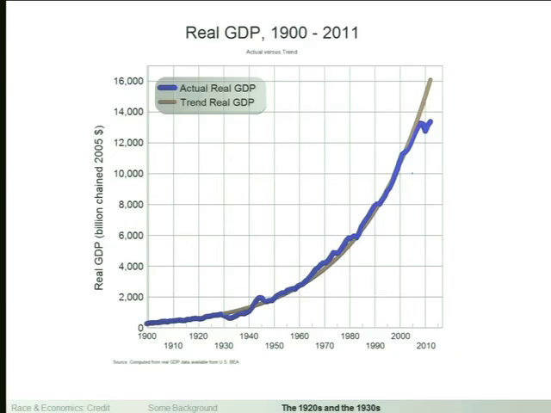Here's the same picture, but extending the data from 1900 all the way to 2011. At that point, the 30s don't show up as much because the economy has grown so much over the last 70 years. Although you can still sort of pick out here the decline, the fact that GDP is below trend here in the 30s, above trend for World War II, and then gets back to the trend in the late post-World War II period.